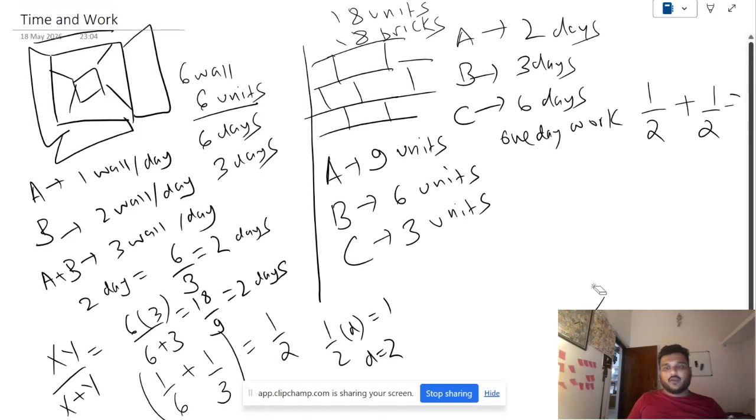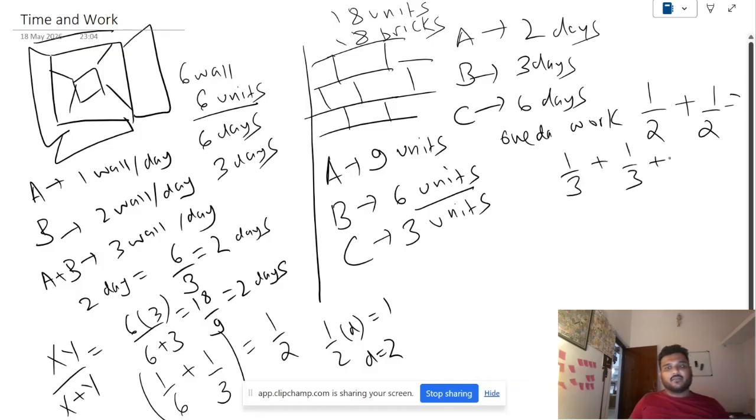So now, similarly for B, since it is doing 6 units of work in total, there is 18 units of work. So I can simply say that its one day work will be how much? 1 by 6 units, because it's going to take 3 days. Sorry, it's going to take 3 days. So can I say 1 by 3?